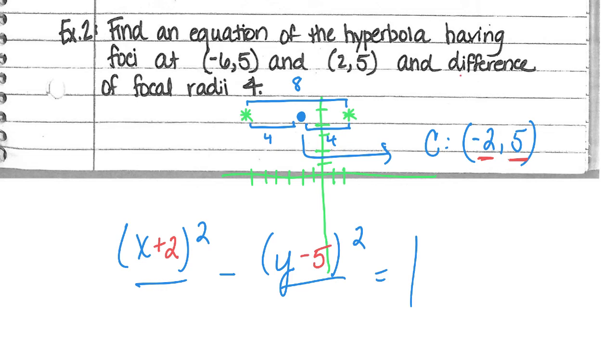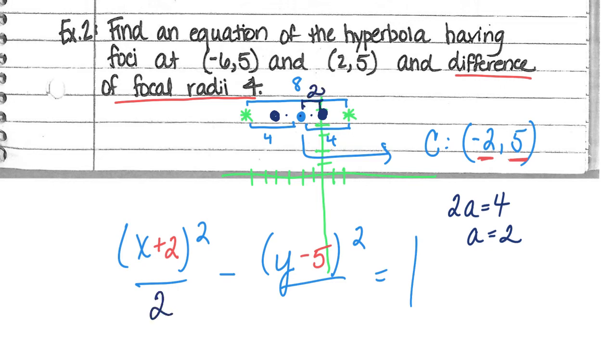And then it tells us that the difference of the focal radii is 4. So from the difference of the focal radii, I know that I'm going to take that number 4 because 2a is equal to 4. So a will be 2, meaning from the center, I'm going to go 2 places to the right and 2 places to the left to draw the vertices. So because this number is 2, I know the 2 squared will go under here. I'll fix that in a minute.